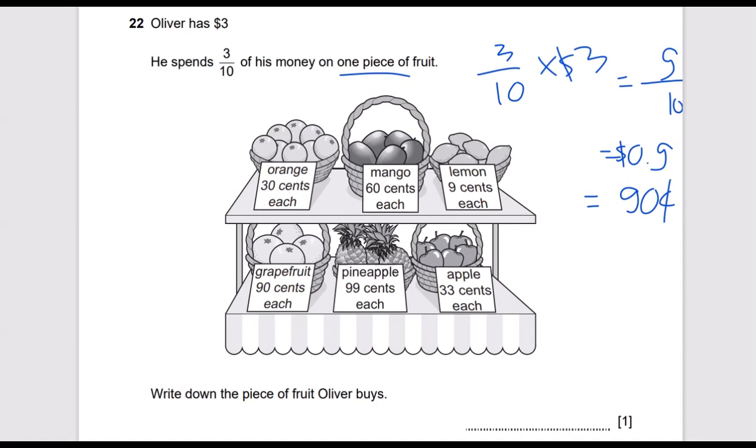Let's check 90 cents each. So one piece is 90 cents. This will be the 90 cents. So this will be the grapefruit. The piece of fruit Oliver buys is a grapefruit.